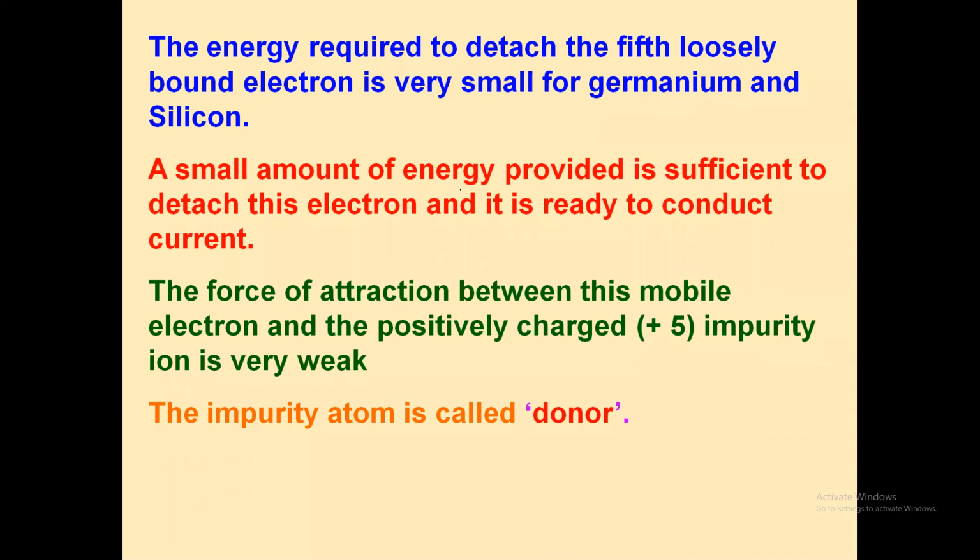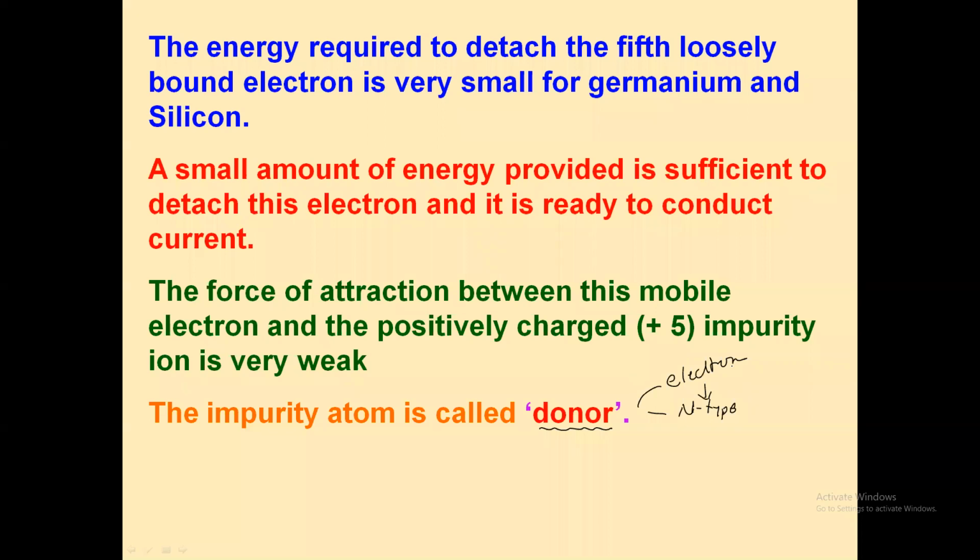This word may be asked in an MCQ type of question. Why is it called a donor? Because while adding the pentavalent impurity, one free electron is available, or the pentavalent impurity donates the electron. That's why this type of impurity, or this type of semiconductor, is called an N-type semiconductor. Because it donates the free electrons, it is known as an N-type semiconductor.